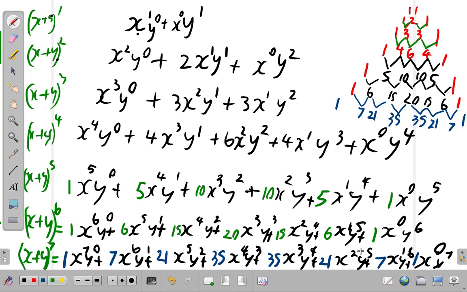Oh, okay, good. But then, we had used the patterns from what was expanded before to get the next expansion. Suppose you are asked to expand something like (x + y) to the power of 15. Whoa.